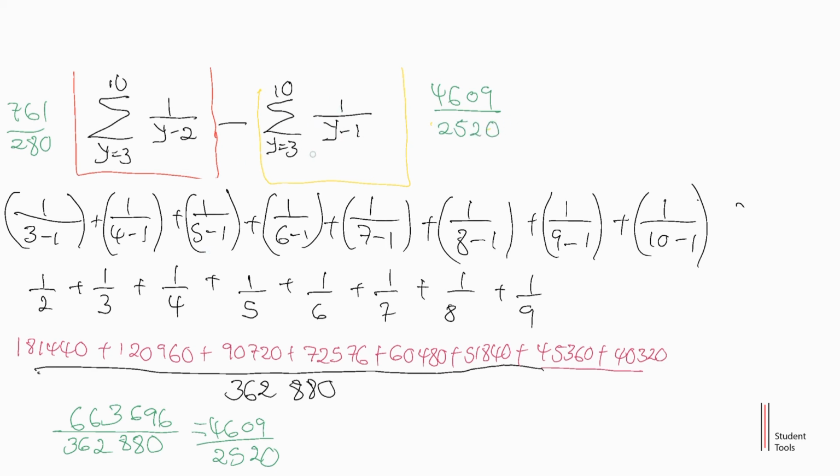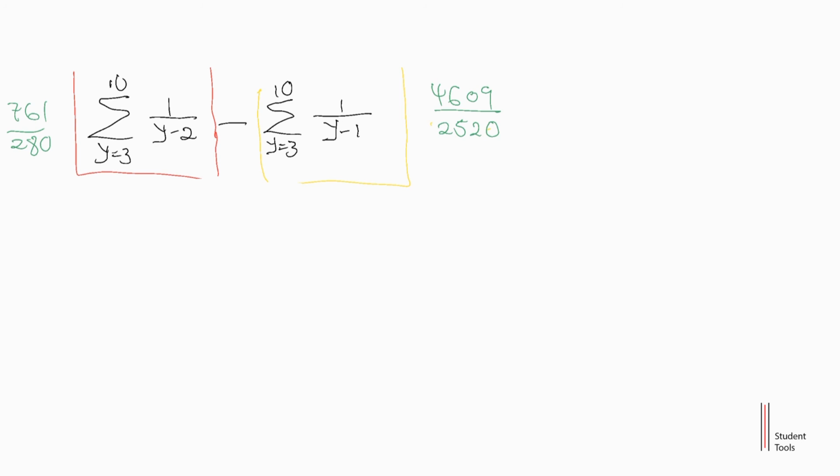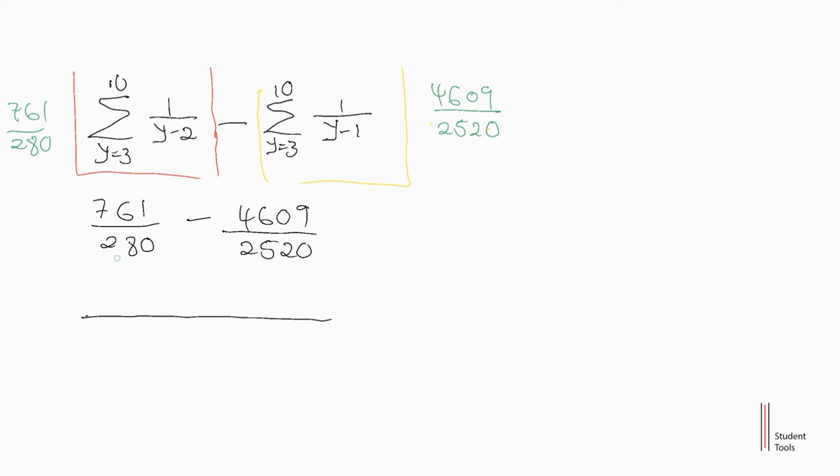So now we know this part of the series is equal to this. So now let us subtract this from that. Okay, so we have 761 over 280 minus 4609 over 2520. And to subtract fractions, you know we have to get an LCM. So to get an LCM of this, we'll multiply 280 and 2520.